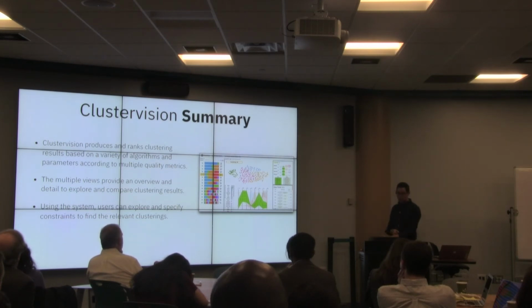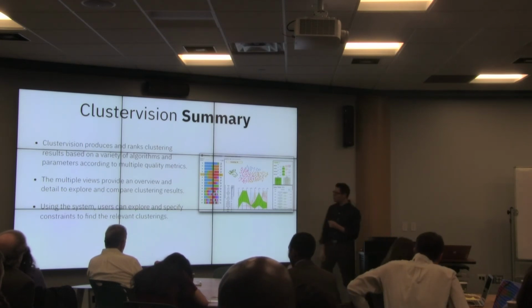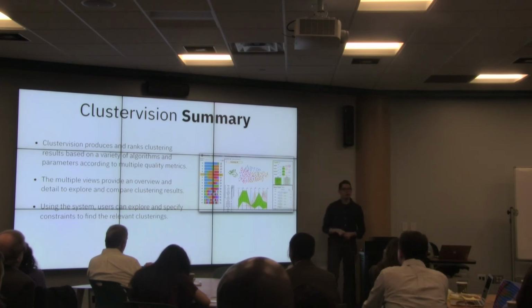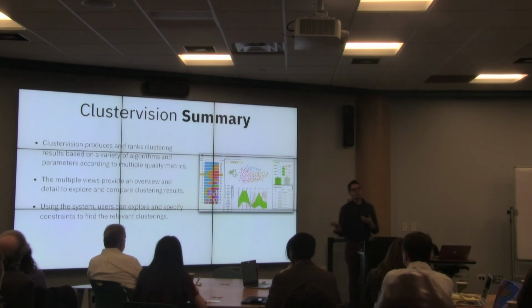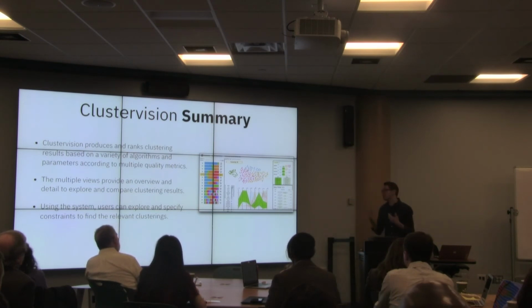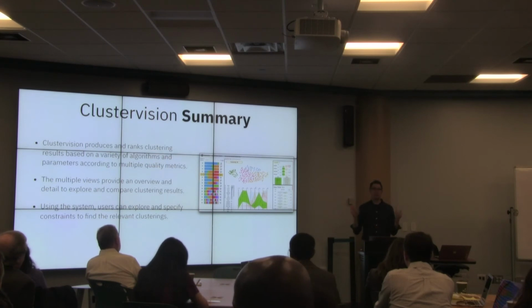And then using the system, users could also explore and specify different constraints. So I didn't show that before, but if you knew a lot about a couple data points and you said, I really need these 2 data points to be in the same cluster, only show me those results that satisfied that constraint or didn't satisfy that constraint, you could do that too, and you could find different types of clusterings. But that's the idea, is letting users browse all this cluster data in lots of different ways.